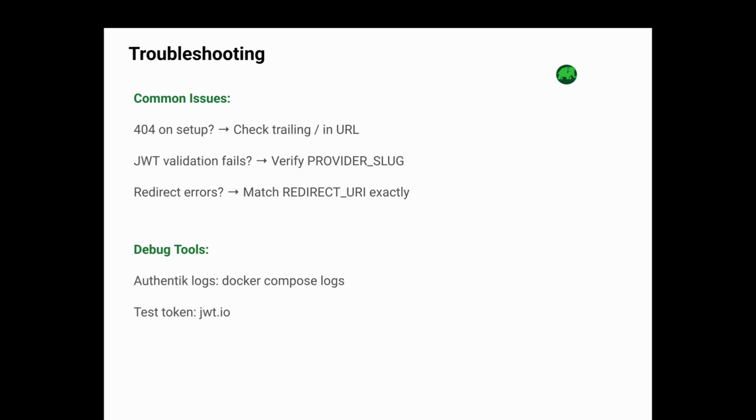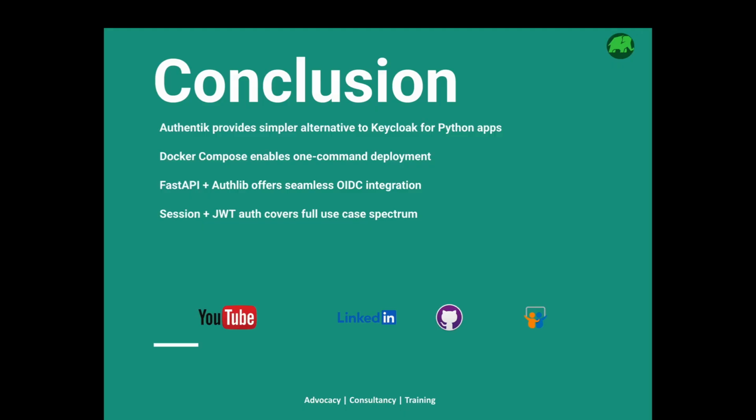If you run into an error 404 in setup, check trailing slash in URL. Or probably you run into a JWT failures error. Verify that provider's slug matches. And also use Docker Compose logs for container related issues. You've learned how Authentik simplifies auth versus Keycloak, Docker deployment best practices, FastAPI OAuth2 integration patterns, production security.